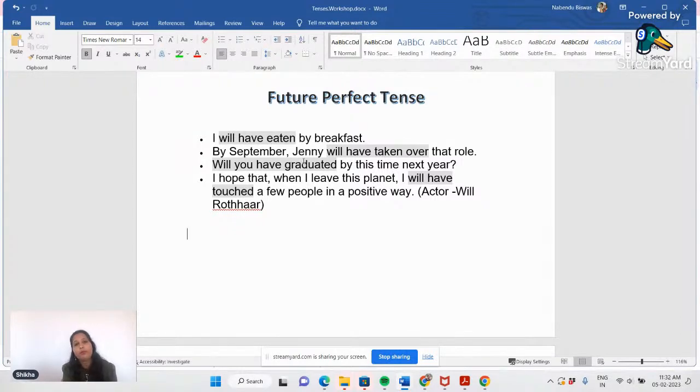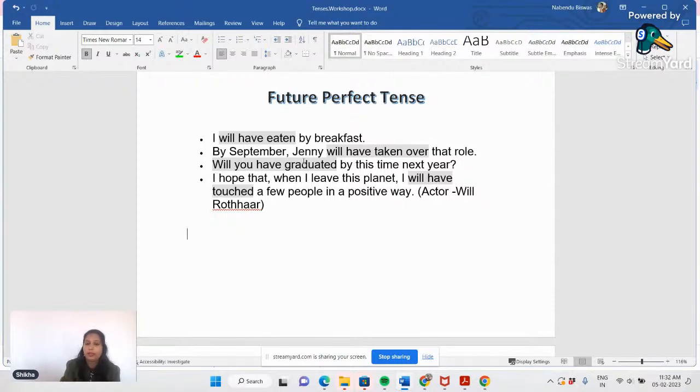So when we talk about future tense, we generally use simple future or future continuous. Mostly we do not use future perfect or future perfect continuous tense. But also, for your understanding, let me explain it to you a little. Okay, so future perfect tense, here are some examples. I will have eaten by breakfast.